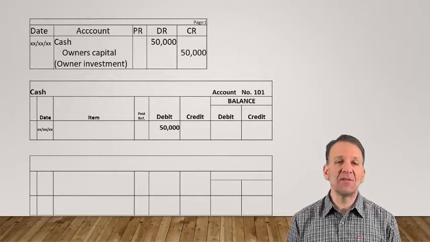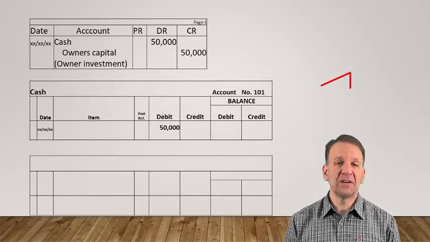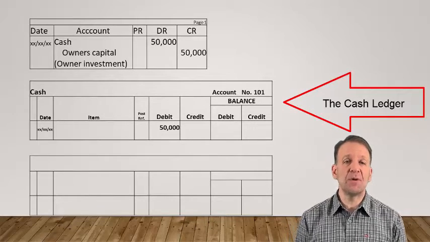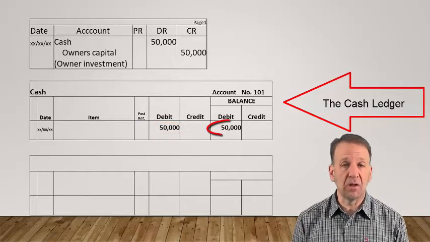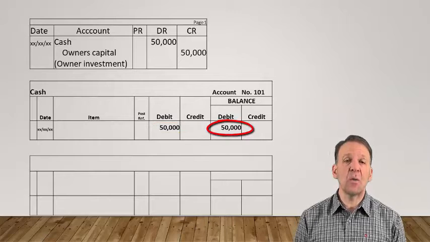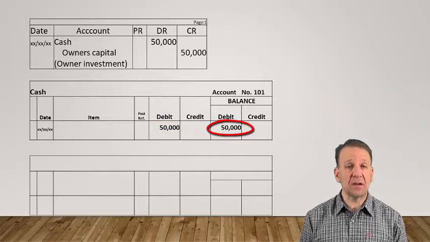Now, let's look at how this affects the ledger. Here is the cash ledger, and you can see how we put $50,000 in the debit column and then in the balance column. Since this is a new account, we have a $50,000 balance in cash.